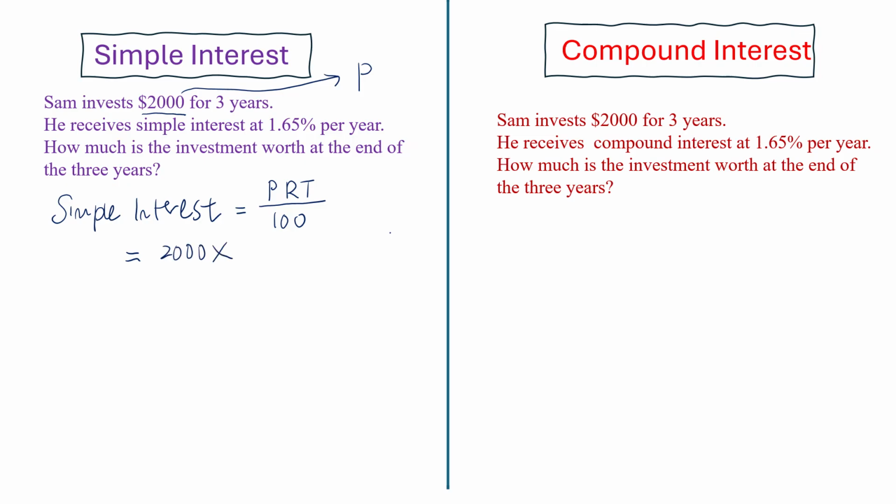And what does R represent? R represents the rate. In this case, it's 1.65%. And what does T represent? T represents the period, and in this case it represents 3, over 100.